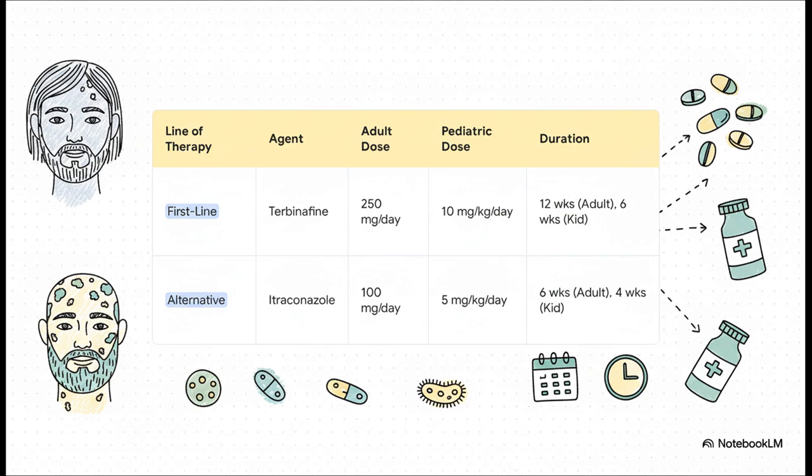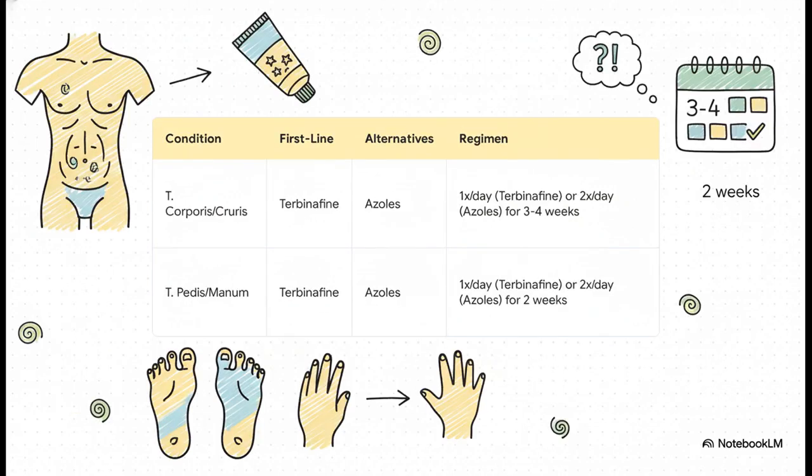And again, notice the different dosing and duration. 100 milligrams daily for 6 weeks in adults and 5 milligrams per kilogram daily for just 4 weeks in children. Now, for the topical treatments, Tinea corporis and cruris, your first-line agent is terbinafine cream. You apply it once a day for 3 to 4 weeks. The alternatives are the azoles, but they require twice-daily application for that same duration.